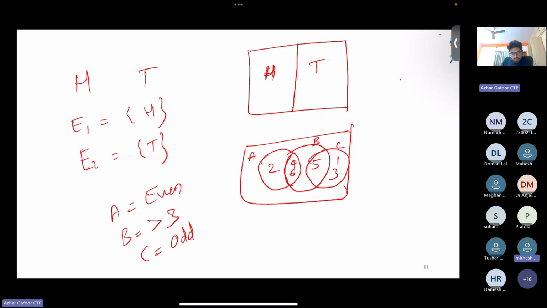Okay. Now, actually this will cover the entire sample space. Let's see. There are no elements outside these things, so this will be the entire sample space: 1, 2, 3, 4, 5, 6. Now let me draw it clearly. So A, B, C.